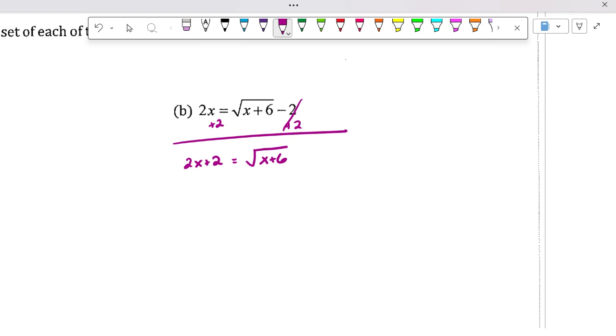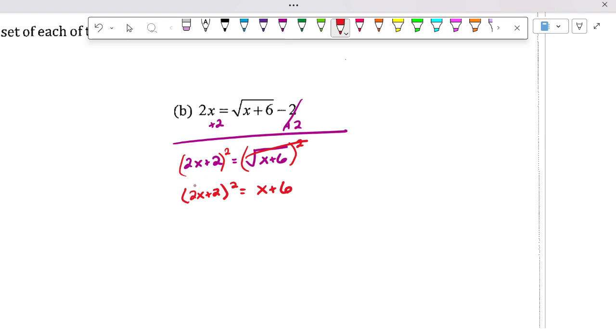Now, since we got the square root by itself, what can I do next? Square both sides. That goes away. I have (2x plus 2) squared is equal to x plus 6.